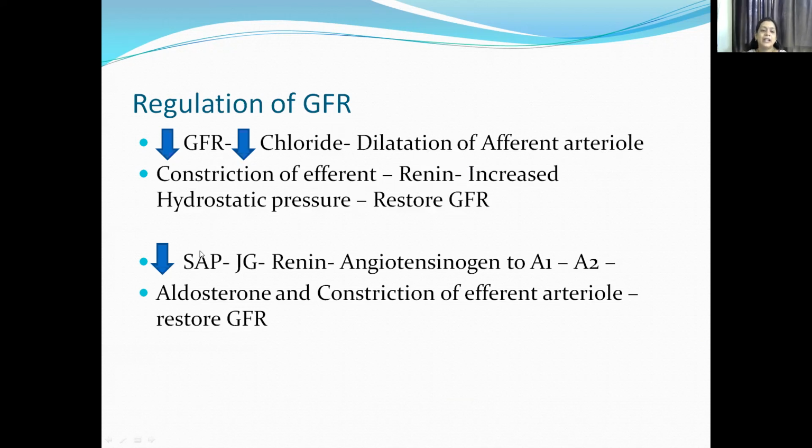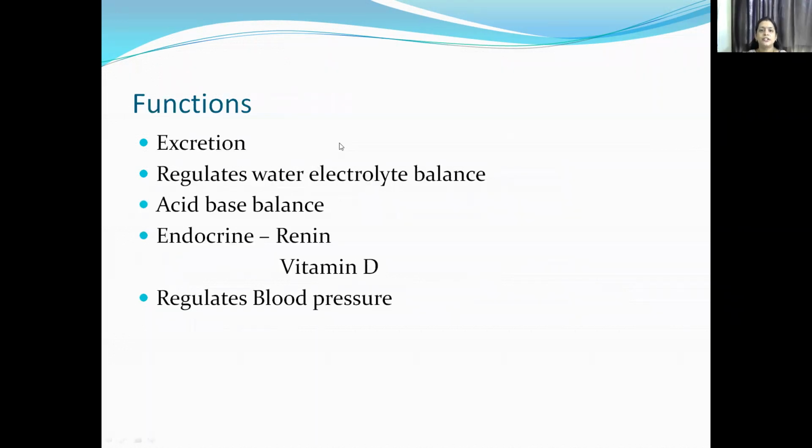Whenever there is a decrease in the blood pressure, that's systemic arterial pressure, the juxtaglomerular cells secrete renin. You know, angiotensinogen gets converted to angiotensin 1 and then 2. And then there is also formation of aldosterone, and then constriction of the efferent arteriole, that's how the GFR is restored. So this is about the regulation. I told you the GFR is regulated by three mechanisms, that is autoregulation, the tubulo-glomerular feedback, and then the neurohormonal mechanisms. So coming to the functions of the kidney.